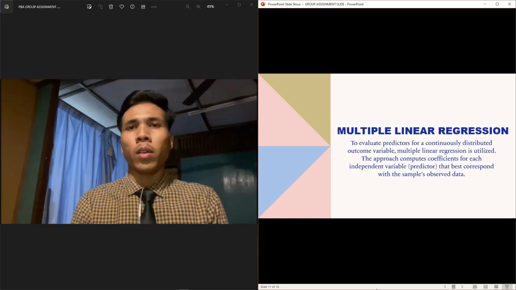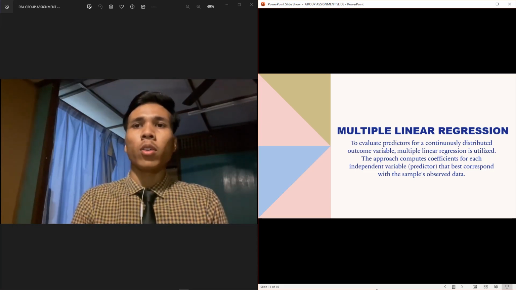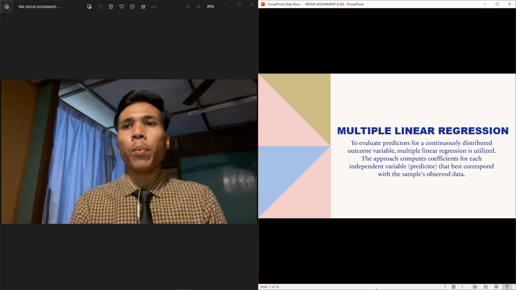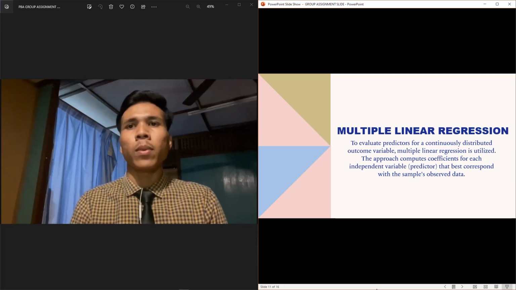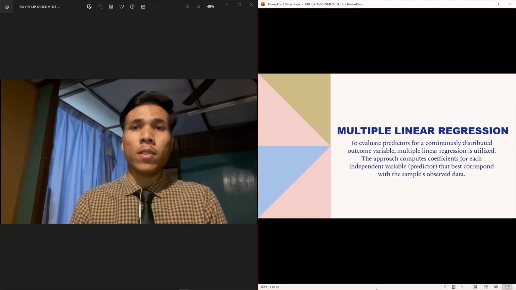I want to explain about MLR, which is used to evaluate predictors for a continuously distributed outcome variable. Multiple linear regression is utilized when the approach computes a coefficient for each independent variable, which is a predictor, that best corresponds with the sample observed data.